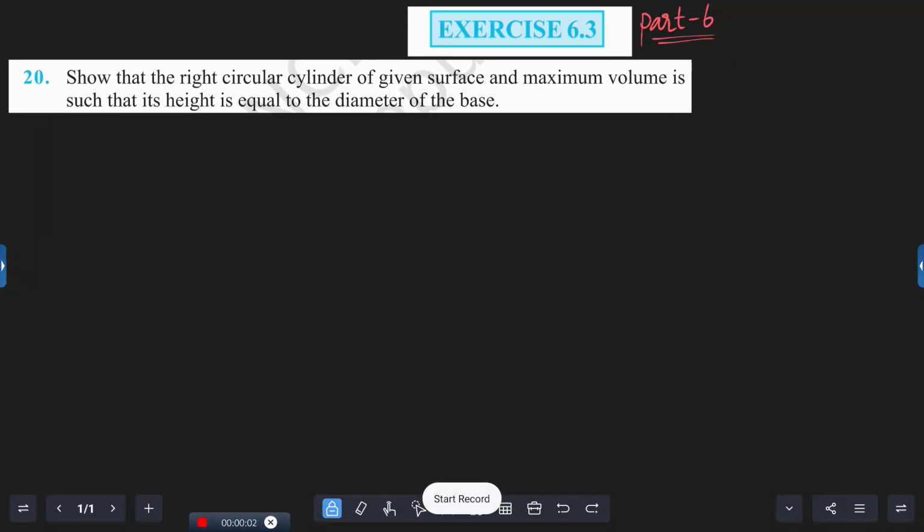Children, listen. This is exercise 6.3 from Application of Derivatives, chapter 6. This is part number 6, since 5 videos we have already done from this exercise. Question number 20 we are starting: show that a right circular cylinder. We are talking about a cylinder.